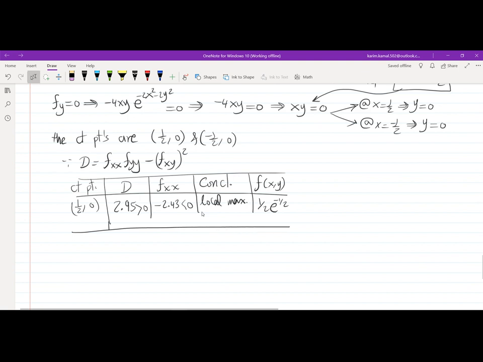which is negative half and 0. At this point D will also be 2.95, which is bigger than 0, and fxx will be positive 2.43, which is bigger than 0. And if D is positive and fxx is also positive, then this point can be considered as a local minimum, and the value of the function at this point will be negative half e power negative half also.